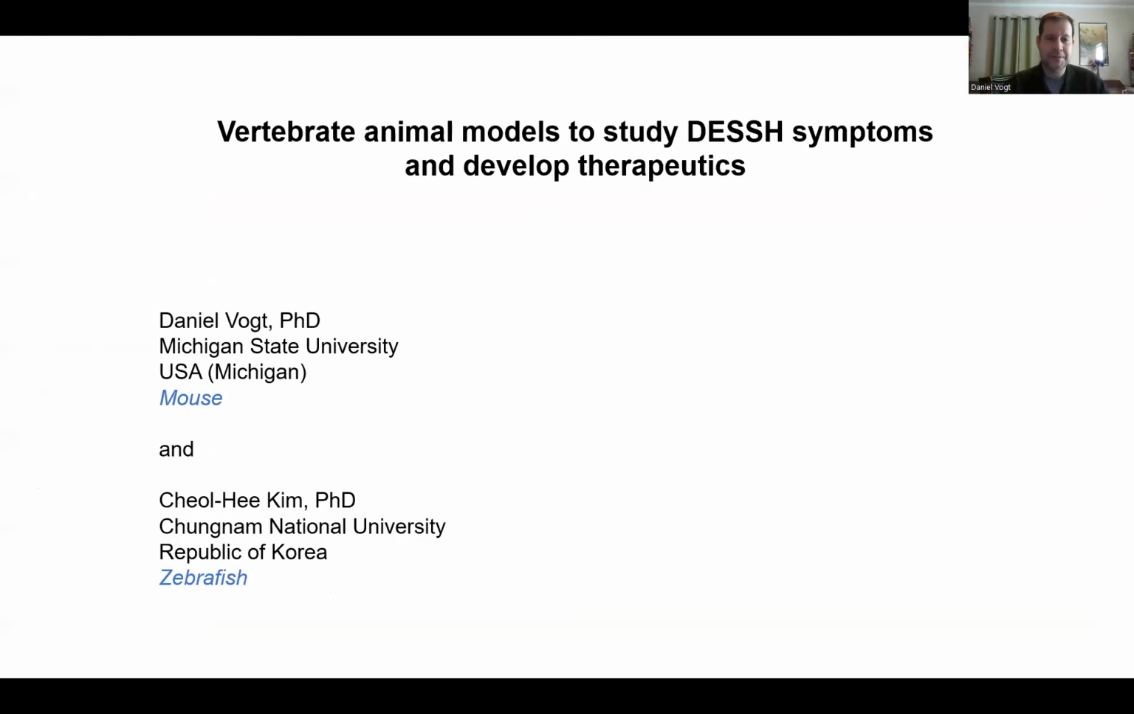Just to give a few introductions, Dr. C.H. Kim and I are both working on trying to develop these models, one in mouse and one in zebrafish, and each one of these animals will have its own advantages that we can try to use. I'm based in Grand Rapids, Michigan at Michigan State University, and my lab has been working on developing the mouse model. And Dr. Kim is based in South Korea, and his group has been working on the zebrafish model.